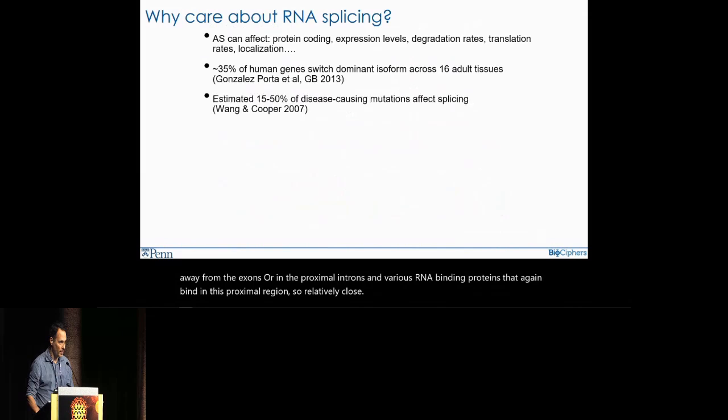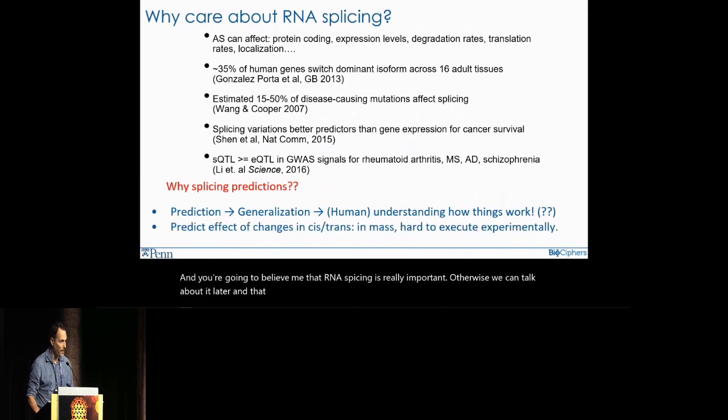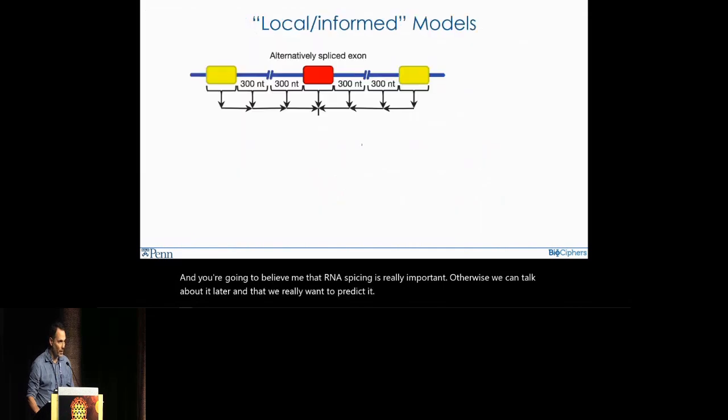And you're gonna believe me that RNA splicing is really important, otherwise we can talk about it later, and that we really wanna predict it. And the way it's done, I'll divide into two main ways for the sake of this talk. Local informed models. They look at this red exon, the flanking introns, the flanking exons, and they extract features from those 300 bases or so flanking regions.